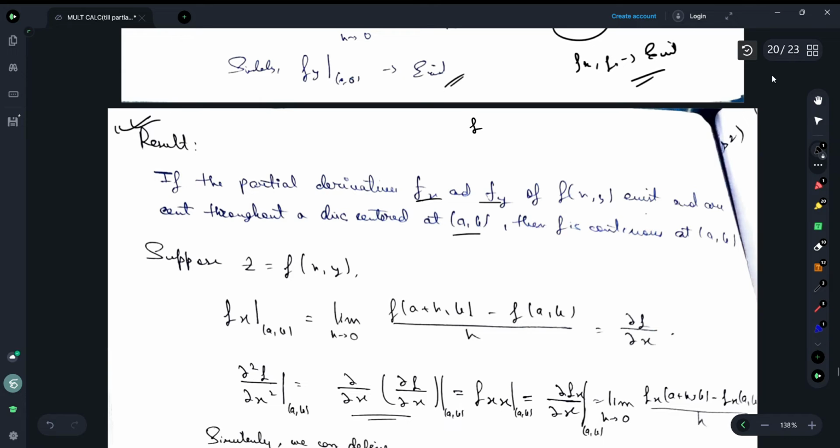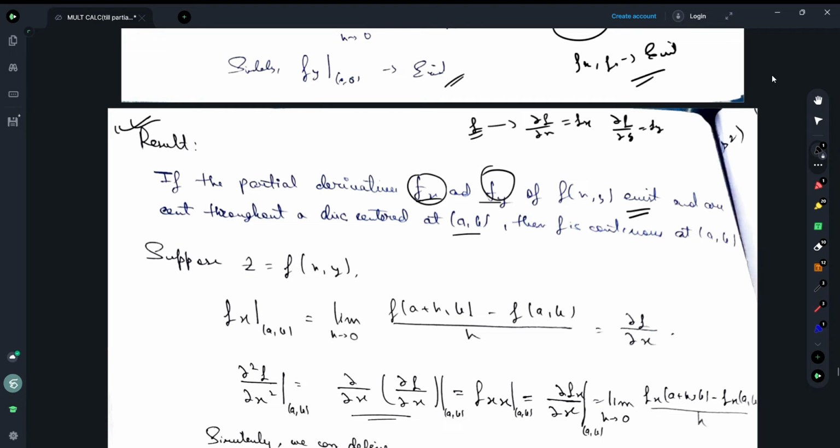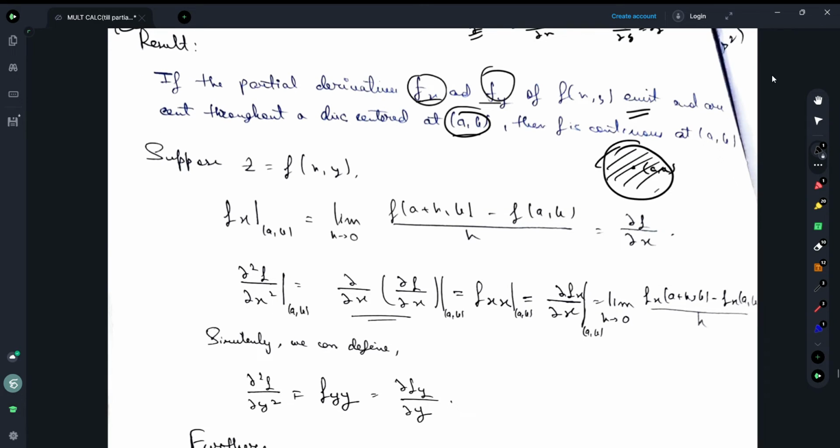So how can we imply continuity with partial derivatives? If you have a function f, its partial derivative with respect to x is fx and its partial derivative with respect to y is fy. If fx and fy exist and both of them are continuous throughout a disk centered at (a,b), this is the point at which you need to find the continuity. So you form a disk around that point, centered at that point, and fx and fy exist and are continuous throughout this region, then we can say that the function f is continuous at (a,b). Is it clear? Got it? The concept is clear? I mean the statement is clear?